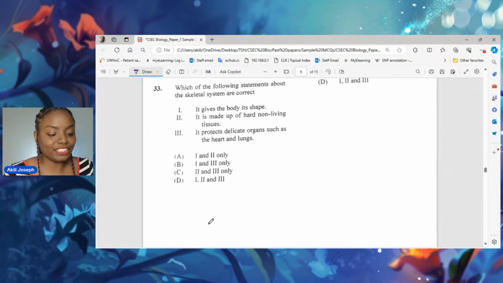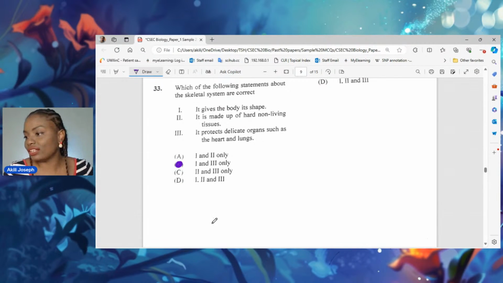So this one is going to be B because statement 2 is not true, right? So we have to omit that one. So B would be the correct answer because bone is not non-living, right?